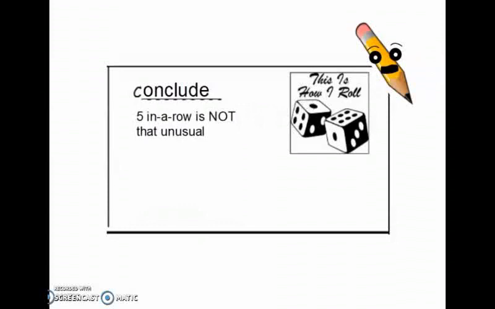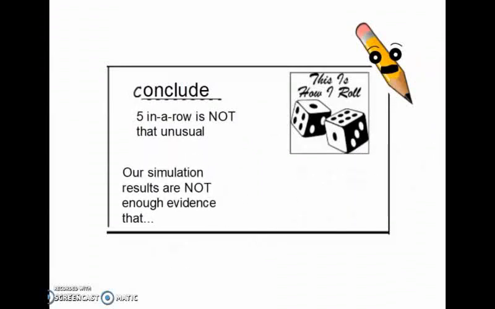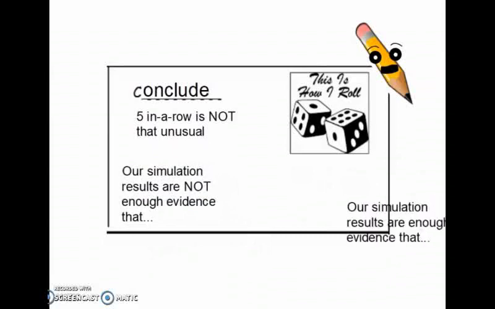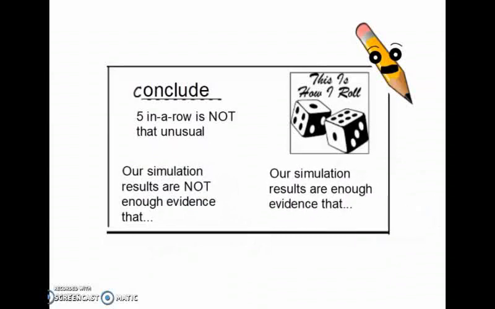From the simulation we just ran, we can conclude that getting 5 in a row is not that unusual, since we got it about 25% of the time. There is enough info to show that people are not giving out circus peanuts more often than they usually do, and it was just due to chance that I got my favorite candy 5 times in a row.